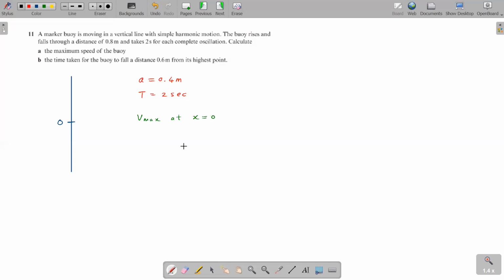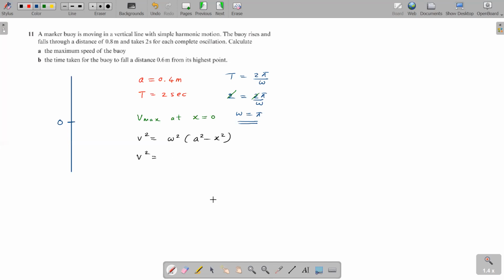Okay. So let's use the equation v square equals omega square times A square minus x square. V square is what I'm trying to find. Omega square: do we know omega? We need to find omega, because we're trying to find the Vmax. How do we find omega? That's why they have given you the periodic time. Periodic time is 2 pi over omega. T is 2, equals 2 pi over omega. The 2 cancels and you get omega equals pi.